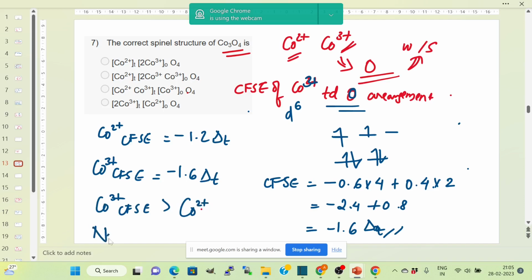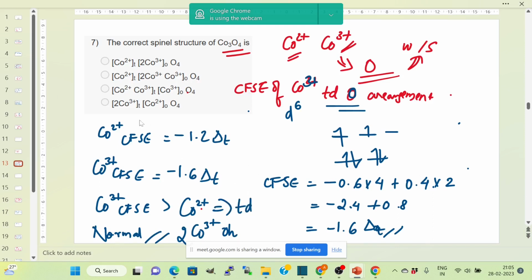Therefore, this is a normal spinel, right? So cobalt 3 plus will be in octahedral state, and cobalt 2 plus will be in tetrahedral state. So tetrahedral vacancies. So which is the right option? Option A. Cobalt 2 plus in tetrahedral.